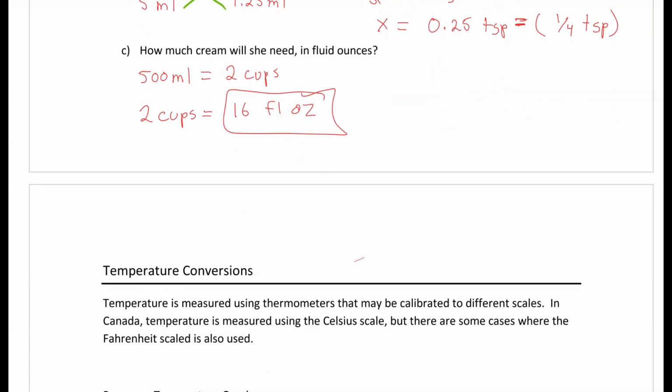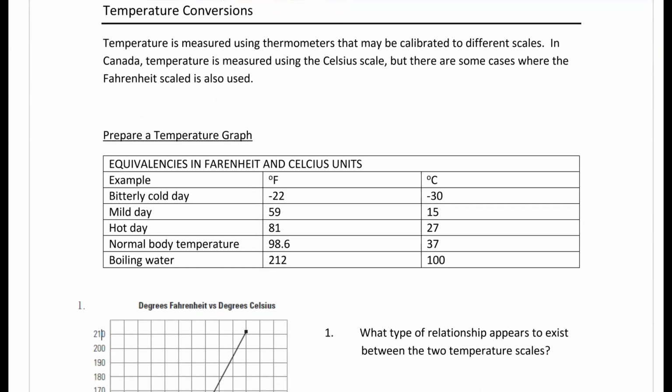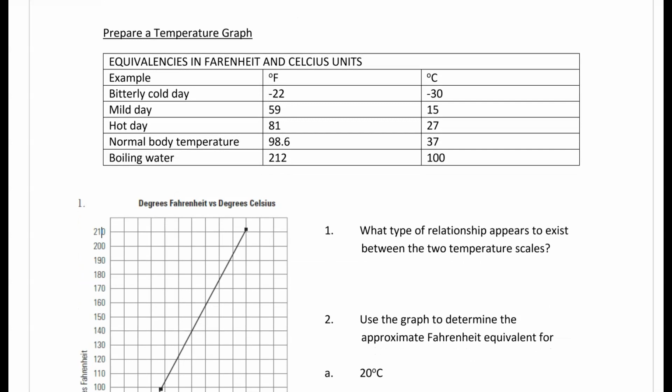Now we're going to take a look at temperature. So we're moving away from volume and capacity, and we're looking at temperature. Temperature is measured using a thermometer that may be calibrated to a different scale. In Canada, the temperature is measured using the Celsius scale, but there are some cases where the Fahrenheit scale is also used. Now, this is most often used in the States. Prepare a temperature graph.